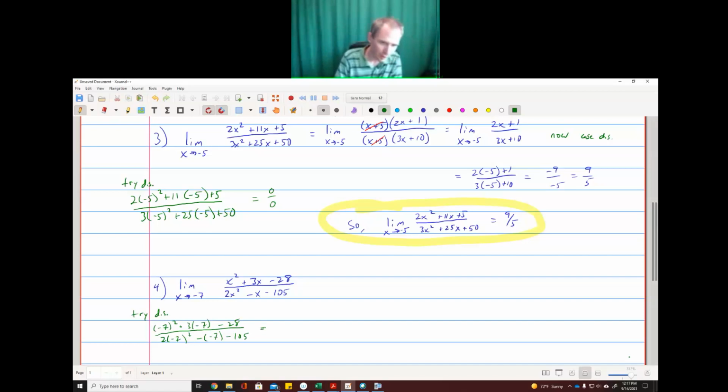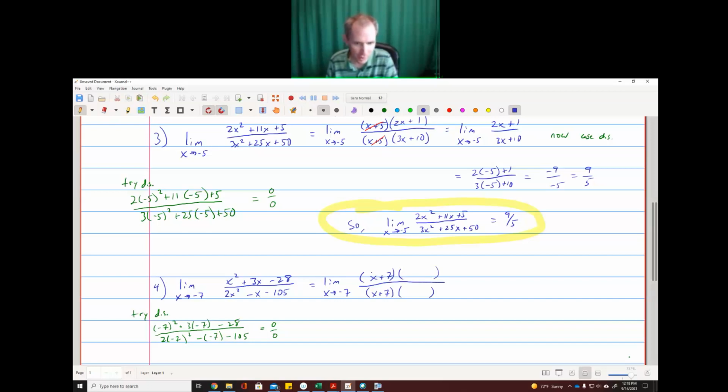Okay, so when I plug in, I get 0 over 0. Same or similar story to problems 1 and 3 here. So I'm going to factor and cancel. And I know that x plus 7 is one of my factors.